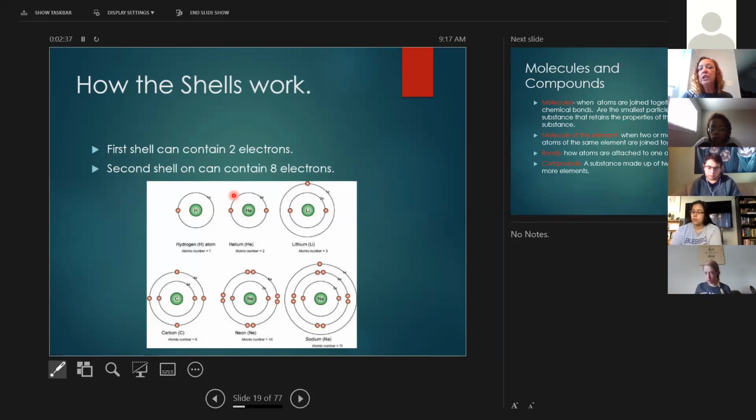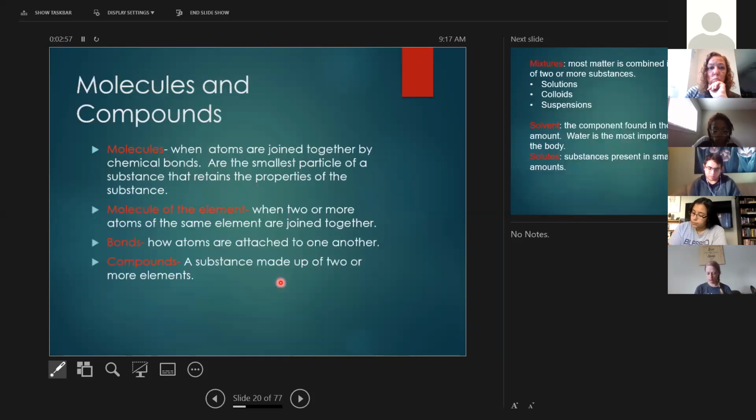All right, so our first shell contains our 2 electrons, second shell 8. And here you can see helium, the innermost shell has 2. Neon, the outermost shell has 8. So we really have nothing that we need to look for, nothing that we need to accept or get rid of.